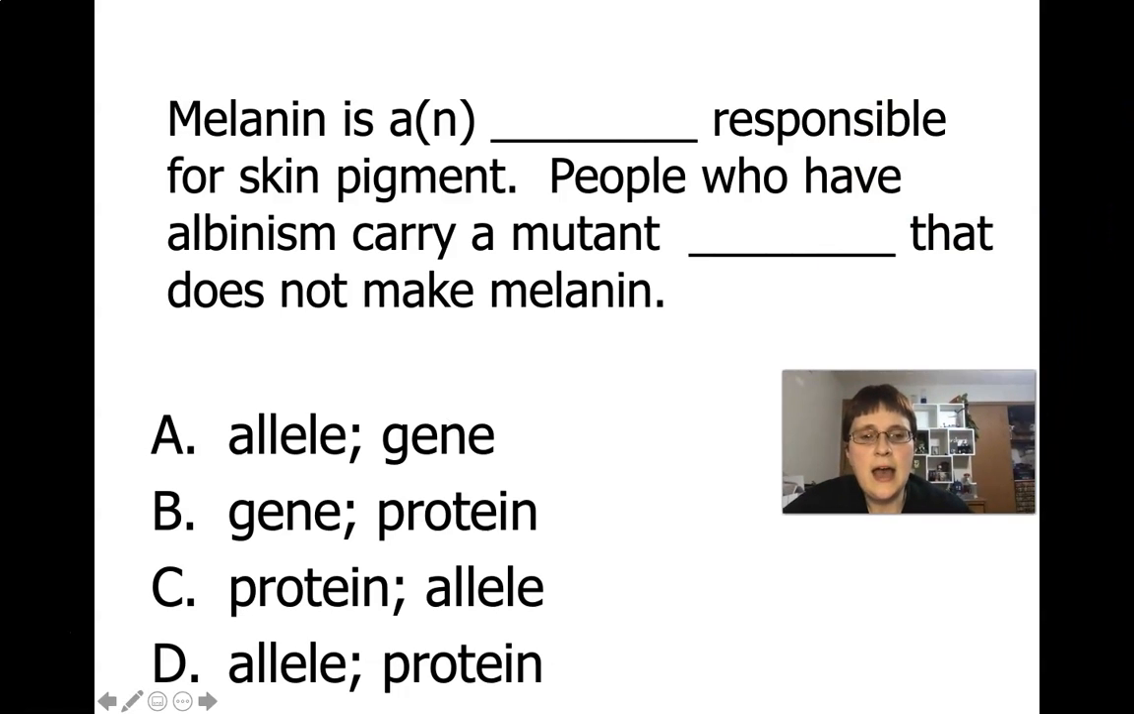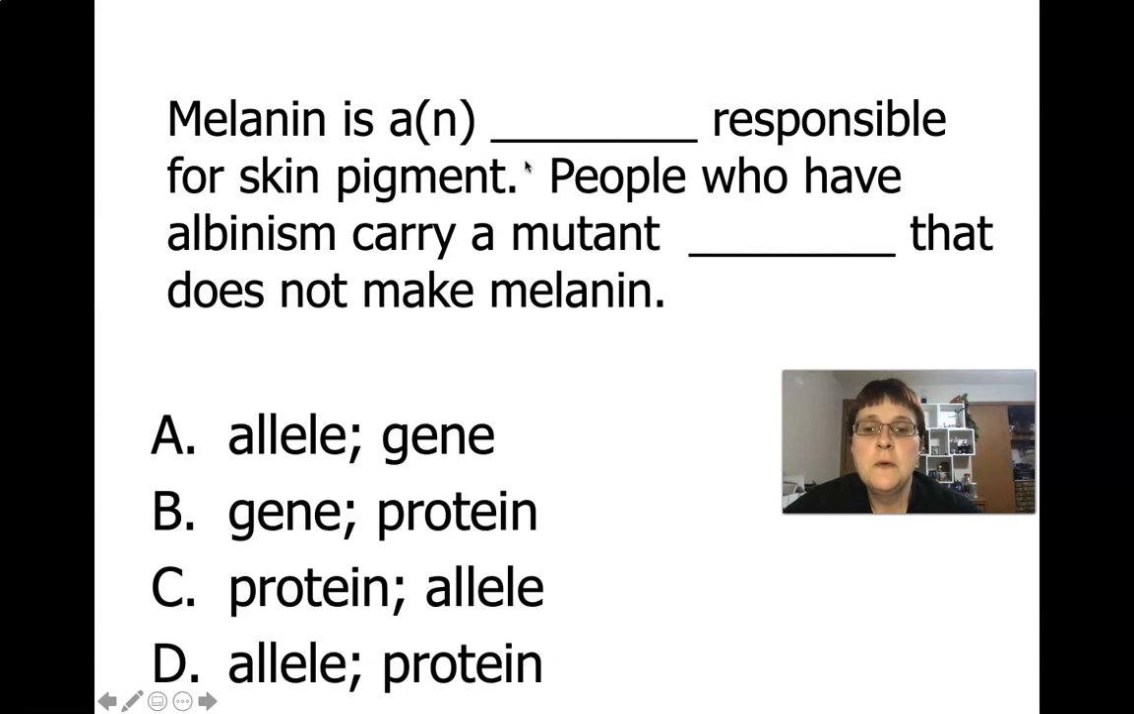So let's look at an example of this in humans. And not just in humans, but other animals as well use melanin. So melanin is a blank responsible for skin pigment. So this is the thing that's made, right?